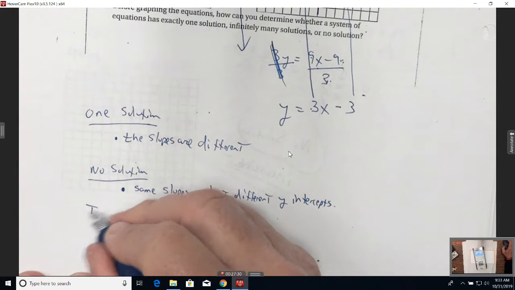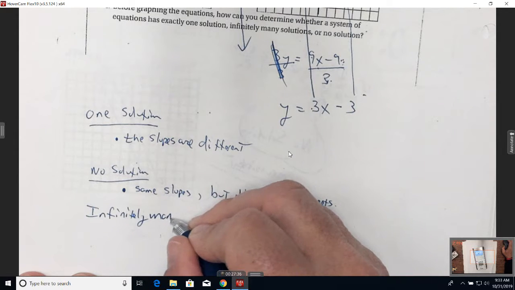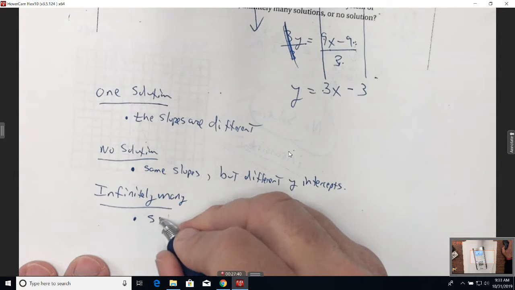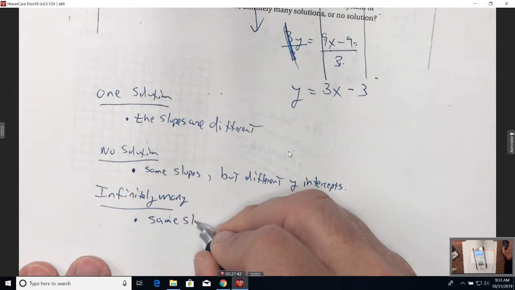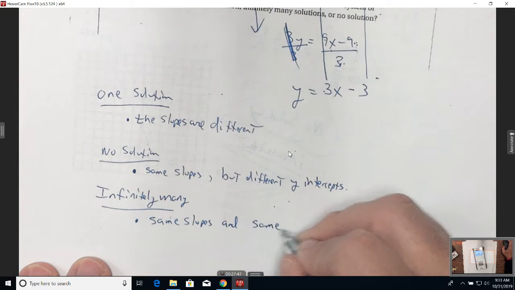So how do I know without graphing if I'm going to have infinitely many solutions? The equations have what? Same slopes and same what?